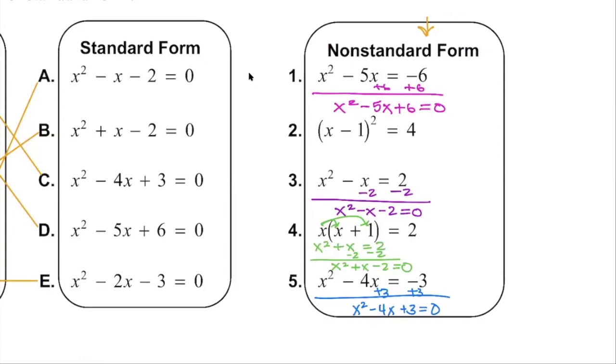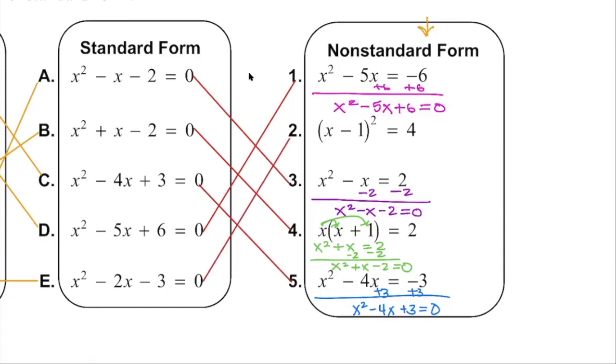So when I have x squared minus 5x plus 6, that's going to go with letter D. X squared minus x minus 2 goes with letter A. X squared plus x minus 2 is going to go with letter B. And x squared minus 4x plus 3 goes with letter C, which means 2 goes with E. And we didn't even have to do the work on that one.